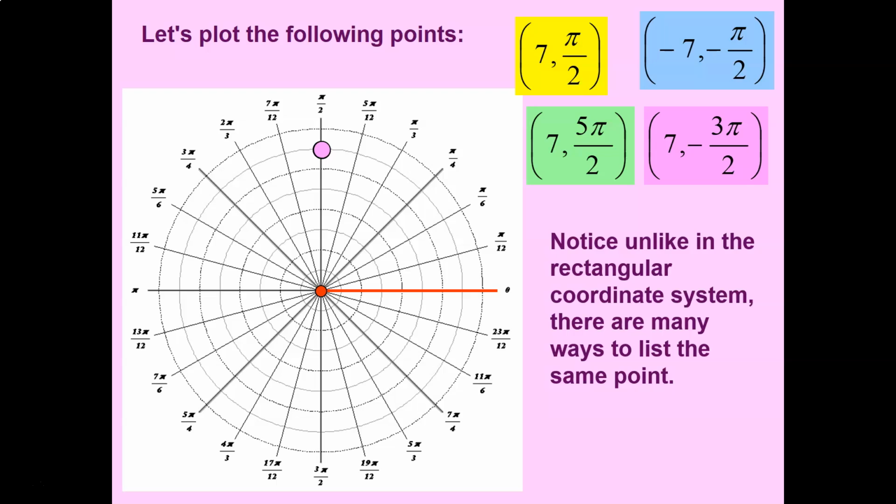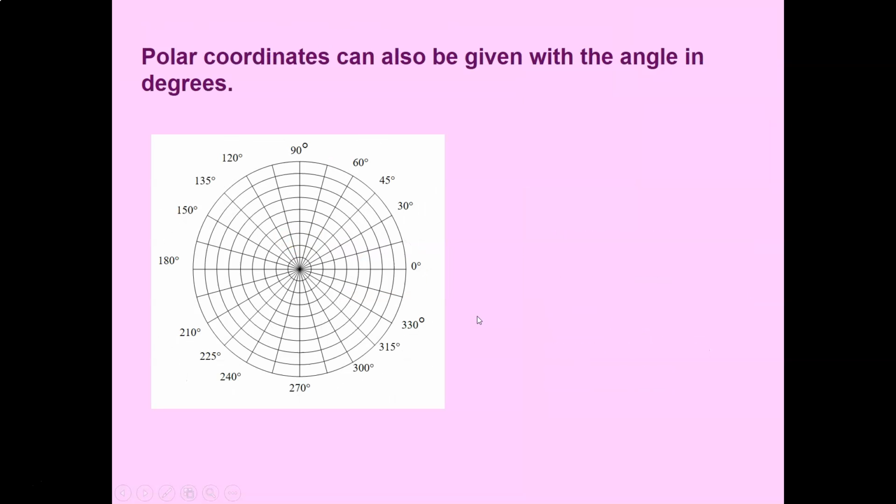That's different. In the rectangular coordinate system, you can't do that. But in the polar coordinate system, every point has a lot of different ways to get there. I always think of it as a goal to get to that point. There are lots of ways to get there. We can go this direction and go forward. We can go this direction and go backwards. We can go this direction all the way around. Lots of different ways to do that. You can also do this in degrees.